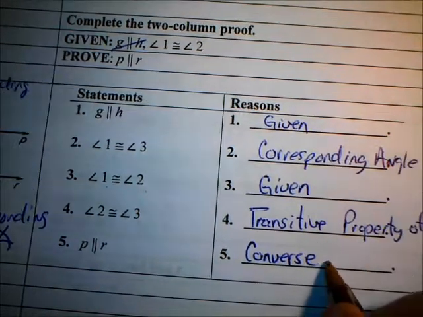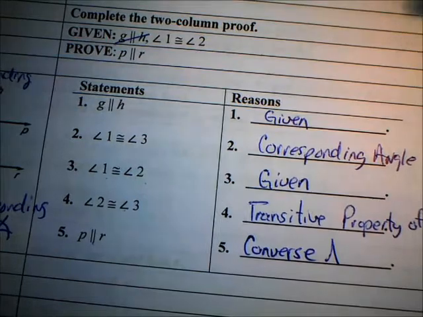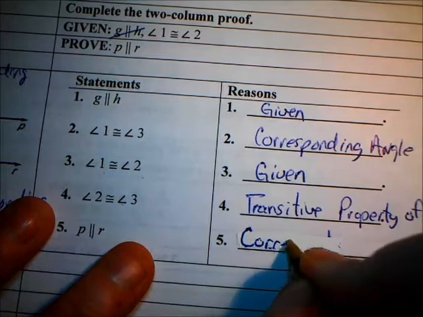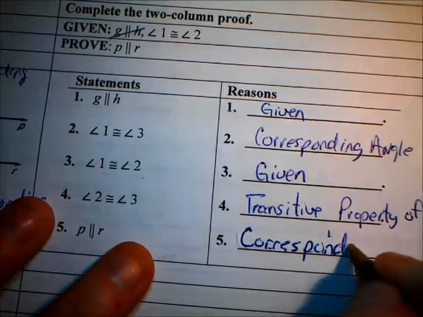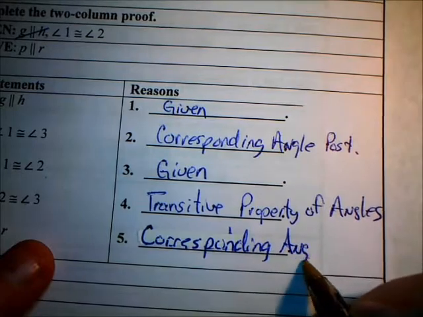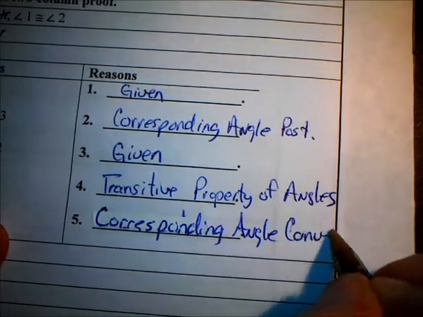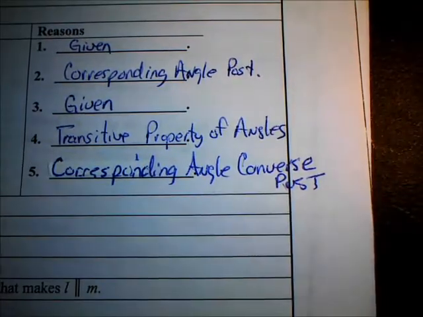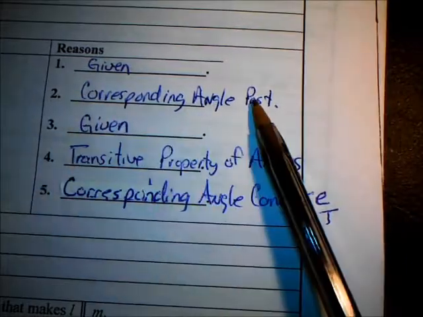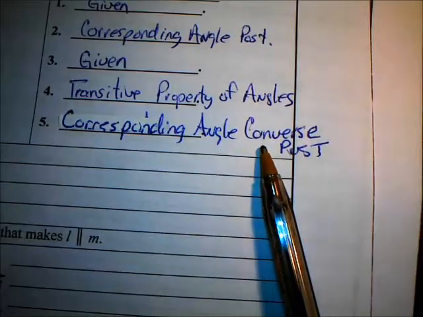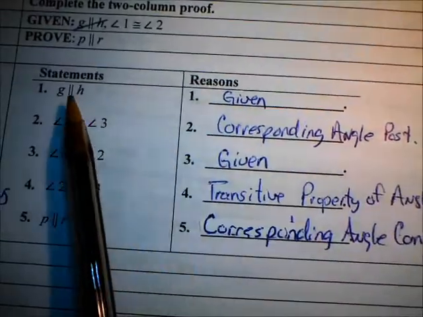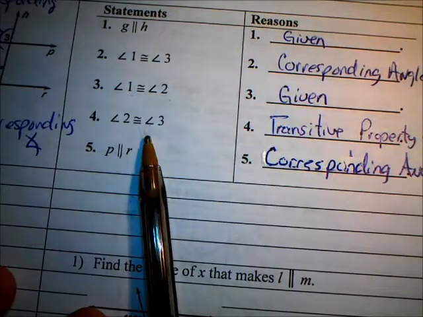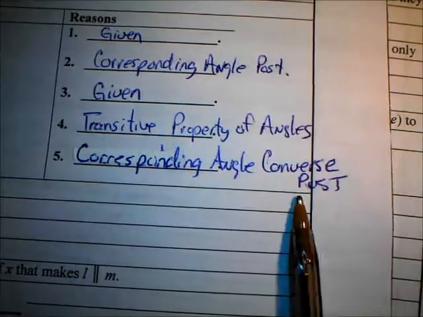That's very, very important. Whoops, I wrote converse first. Corresponding angles converse postulate. Okay? And that is very, very important. You understand the difference between the corresponding angles postulate and the corresponding angles converse. And it's all in the if-then statement. If you have parallel lines, the result is congruent angles. Or if you have congruent angles, the result is parallel lines. Very, very important which way you go.